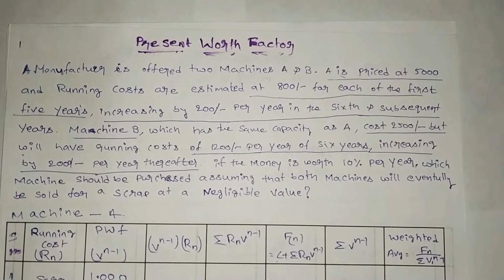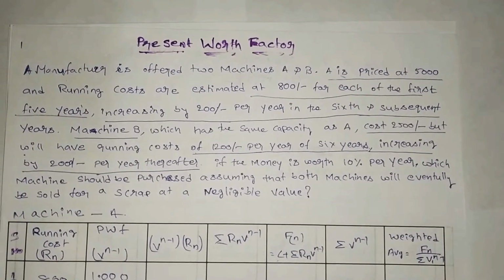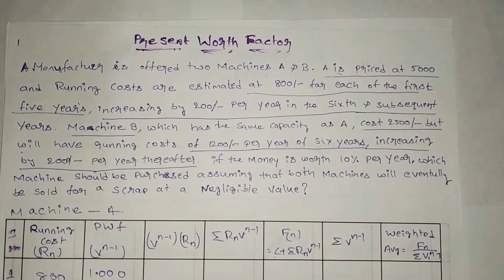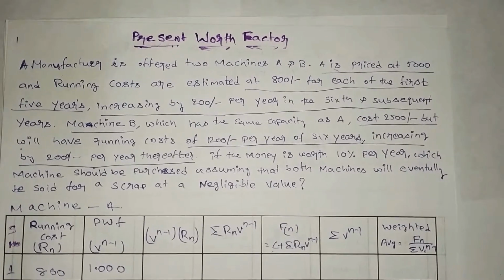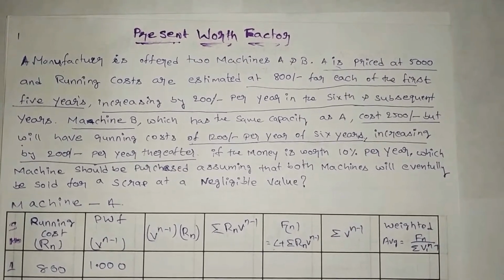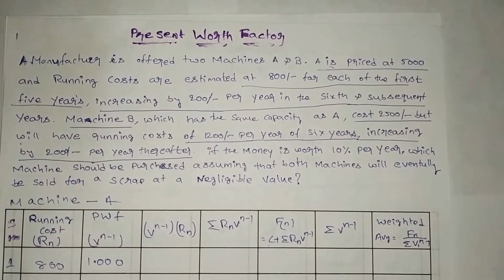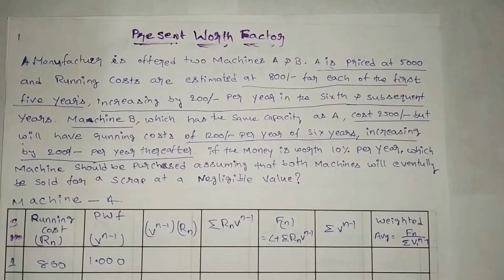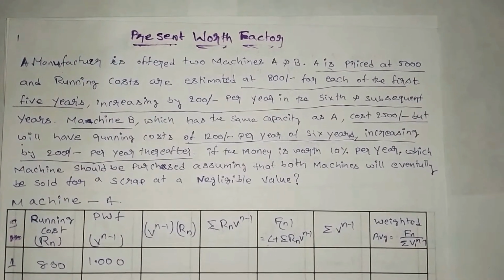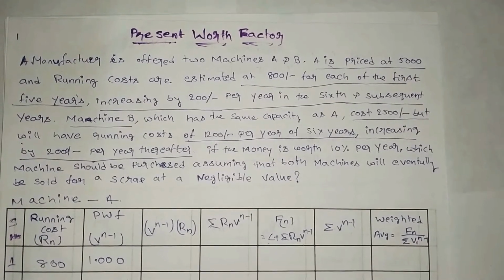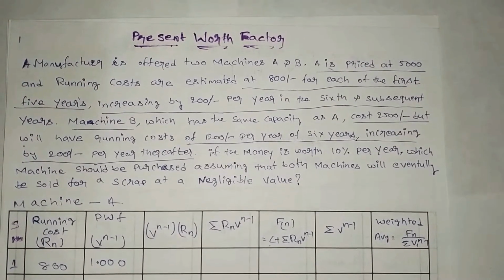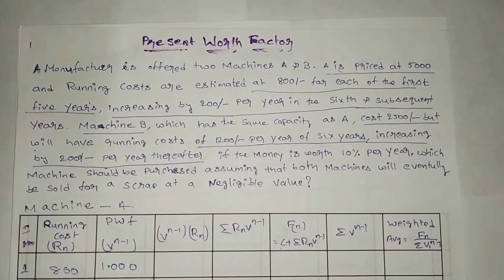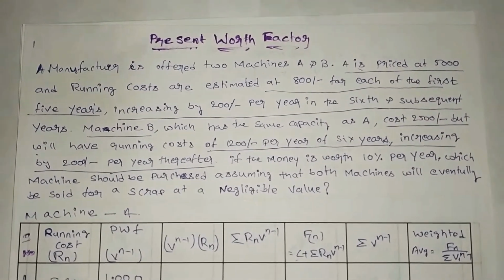Machine B, which has the same capacity as A, costs 2,500 but will have running costs of 1,200 per year for 6 years, increasing by 200 per year thereafter. If money is worth 10% per year, which machine should be purchased, assuming that both machines will equally be sold for scrap of negligible value? Now we are going to solve this problem.